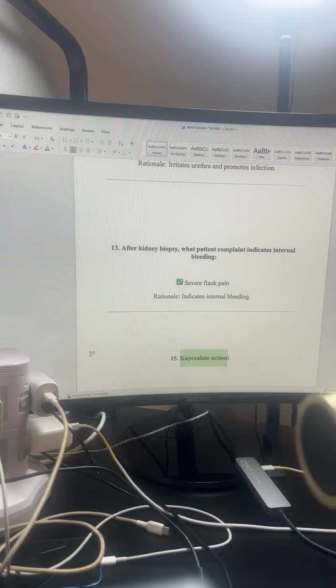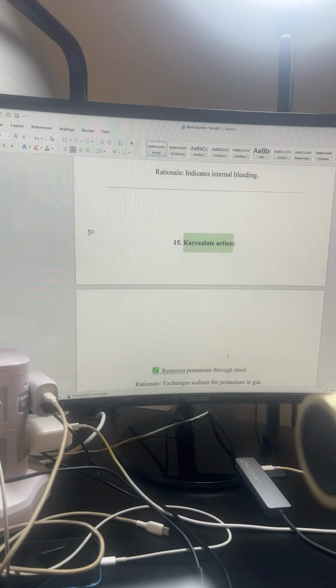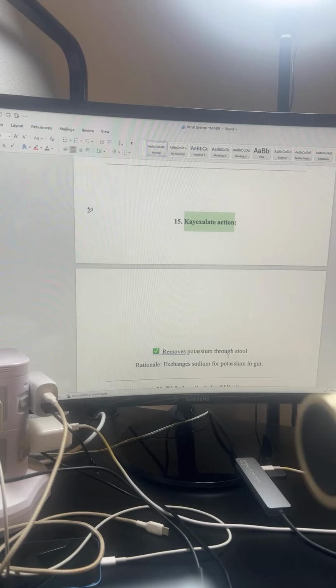Is it through sweating, vomiting, peeing, pooping? It is excreted through the poop. Thank you. All right, let's work on that. So it removes potassium through the stool, exchanging sodium for potassium in the gut.